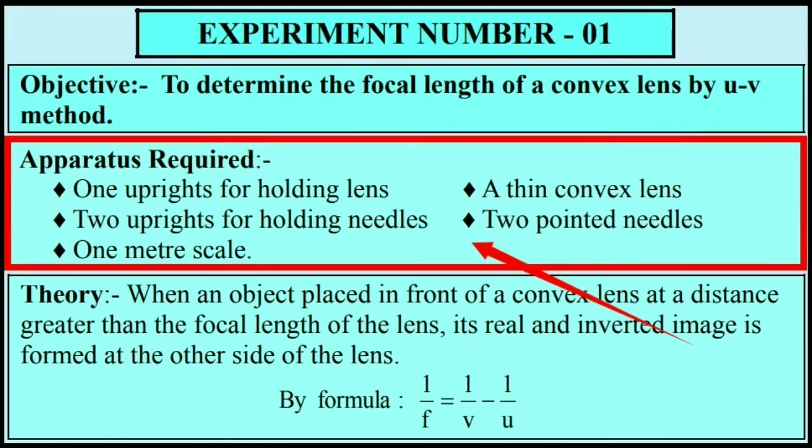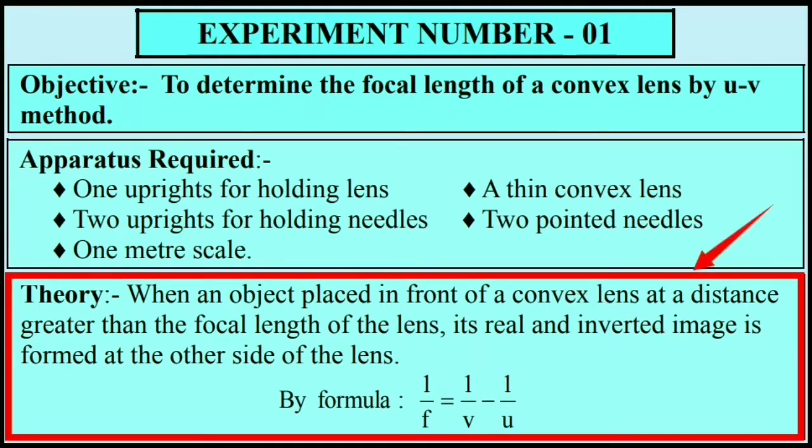Apparatus required: 1 upright for holding lens and a thin convex lens of which the focal length is to be found out. 2 uprights for holding needles and 2 pointed needles, and 1 meter scale.